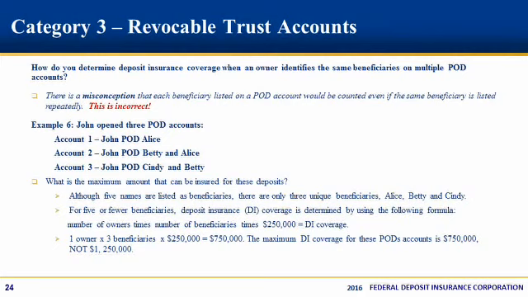The calculation here would be to take the number of owners, 1 in this case, and multiply it by 3, which is the total number of unique eligible beneficiaries. Therefore, 1 owner times 3 beneficiaries times $250,000 equals a total maximum insurable amount of $750,000.